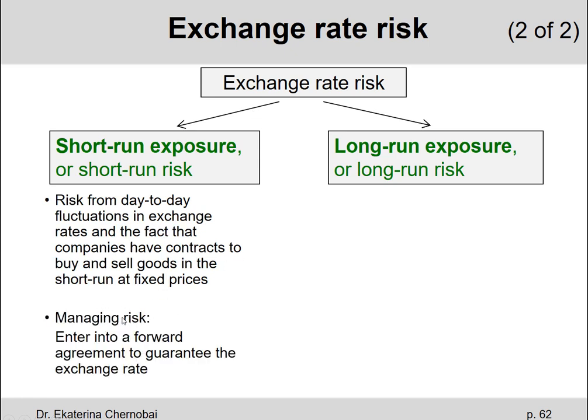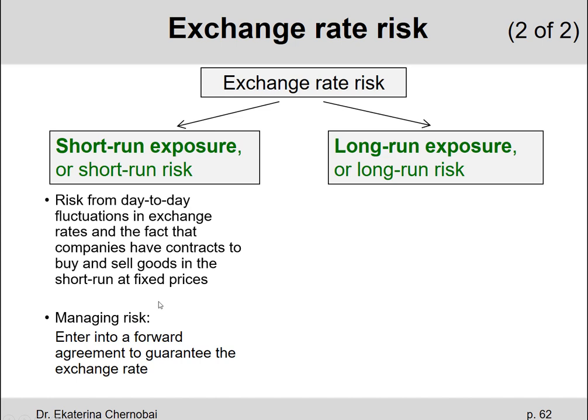How would we manage this risk? Well, we can enter into a forward agreement to guarantee the exchange rate. So, for example, you can lock in a certain exchange rate that will be used, let's say, in 6 months when you're planning to receive a huge income from your business, or when you're planning to spend money on some big expensive item. So you at least know today what exchange rate you will use at that specific future point of time.